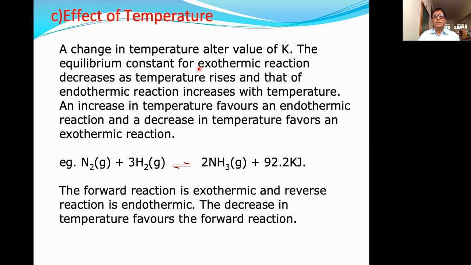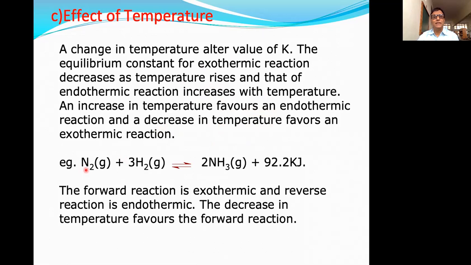The equilibrium constant for an exothermic reaction decreases as temperature rises, and that of an endothermic reaction increases with temperature. An increase in temperature favors an endothermic reaction, and a decrease in temperature favors an exothermic reaction.